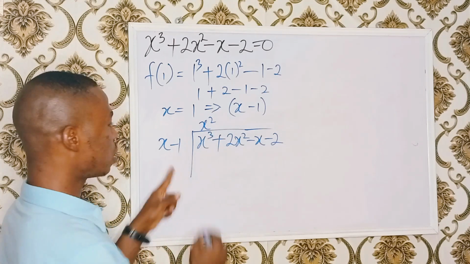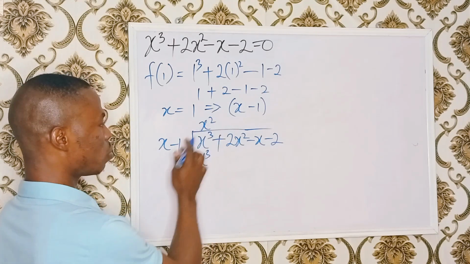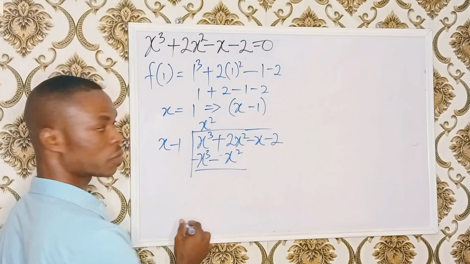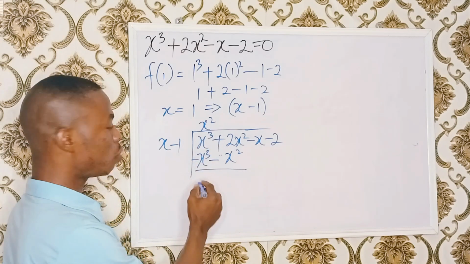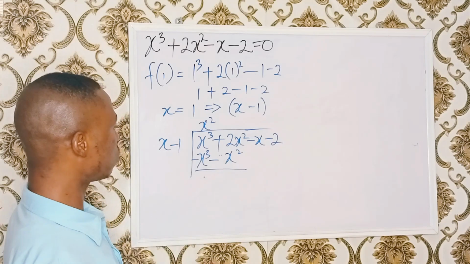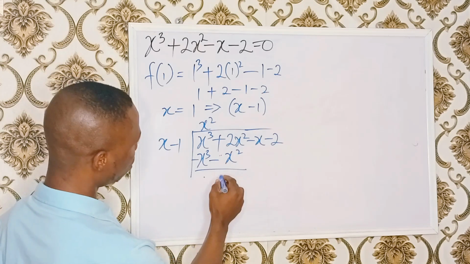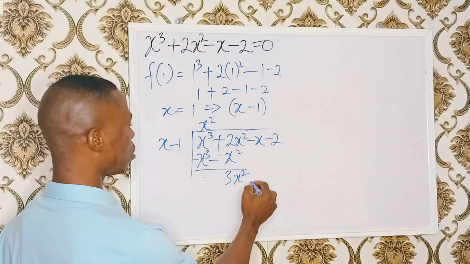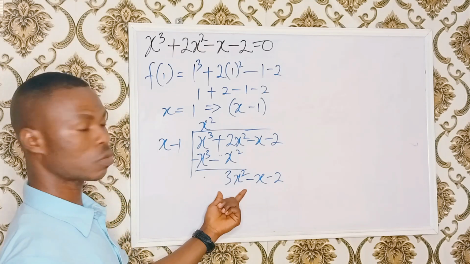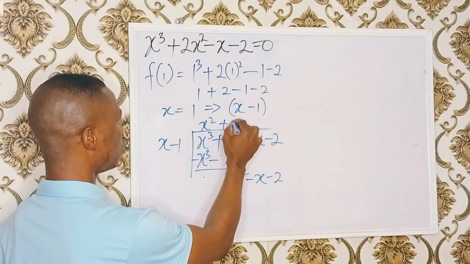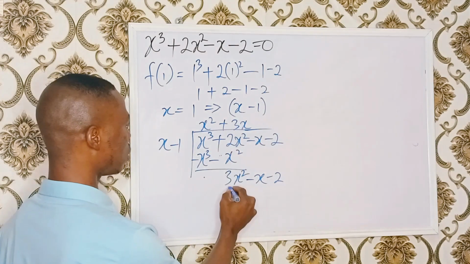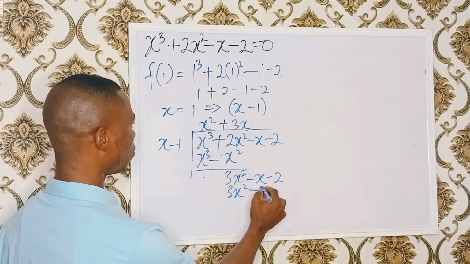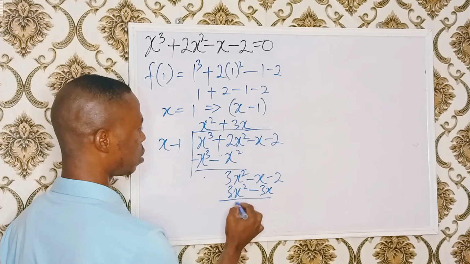Okay, x squared times x, that's x raised to power 3. x squared times minus 1 gives minus x squared. Okay, and we subtract this. x cubed minus x cubed gives you nothing. So 2x squared minus minus x squared gives you 3x squared. You bring the rest of this down, you have minus x minus 2. So 3x squared divided by x is going to give you 3x. 3x times x is 3x squared, 3x times minus 1 will give minus 3x. We subtract this, this gives 0.